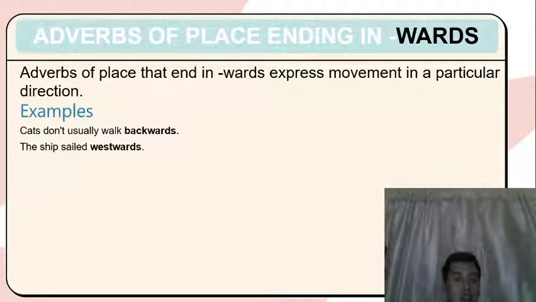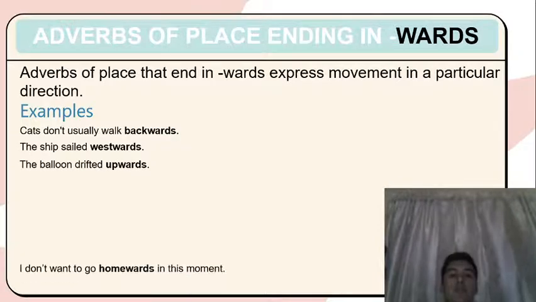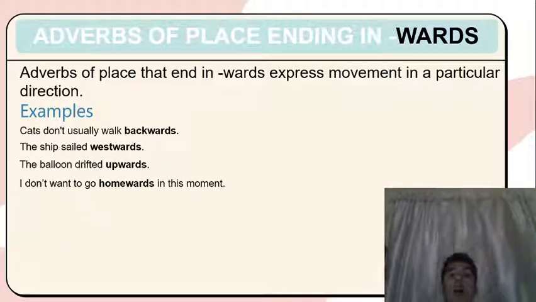The direction: the ship sailed westwards, to the west, that is. The balloon drifted upwards, maybe to the sky or to the ceiling. I don't want to go homewards in this moment. Okay, maybe she doesn't want to go home. She wants to go to her place.